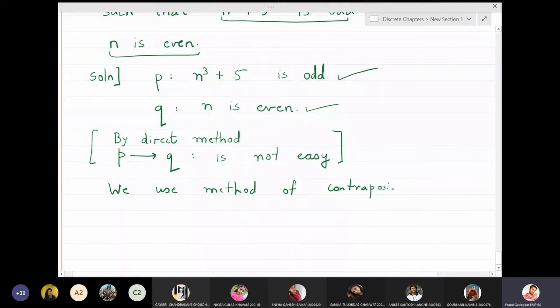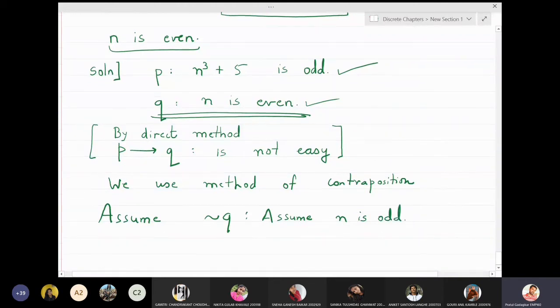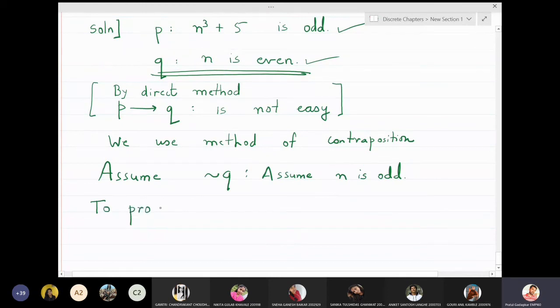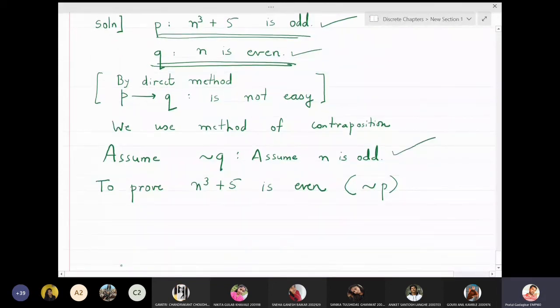What does the method of contraposition say? The method of contraposition says that assume negation Q, that is, assume n is odd. Negation of n is even is n is odd. And try to prove n cube plus 5 is even. I'm trying to prove negation of P. So I will start with the assumption. What is the assumption? The assumption is that n is odd.